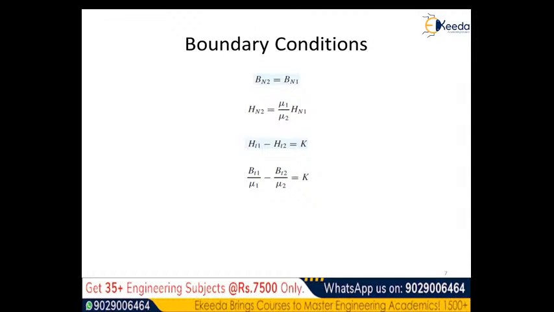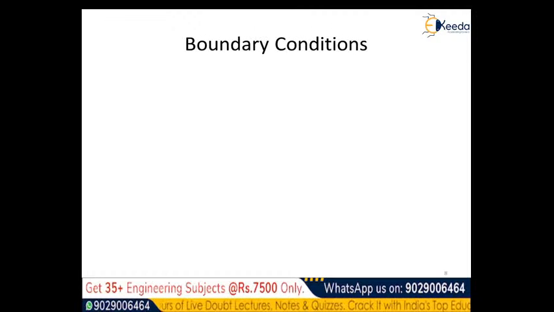Converting the above equation with respect to the tangential components of magnetic flux densities, we describe it as Bt1 by mu1 minus Bt2 by mu2 is equal to K. So with all these understandings, we are going to solve a few problem statements associated with the boundary conditions. So let us have the first problem statement.